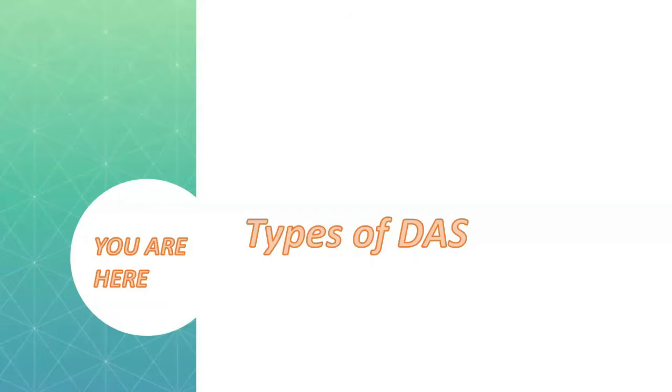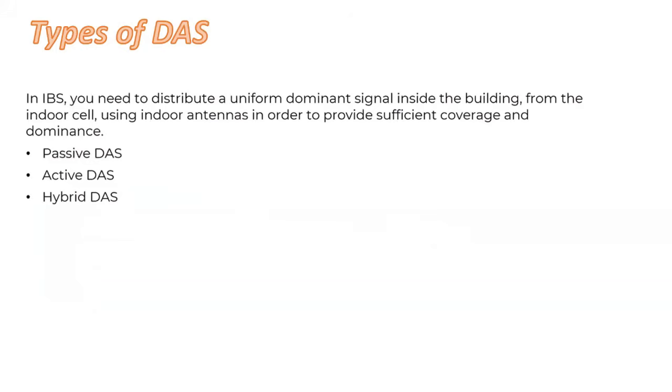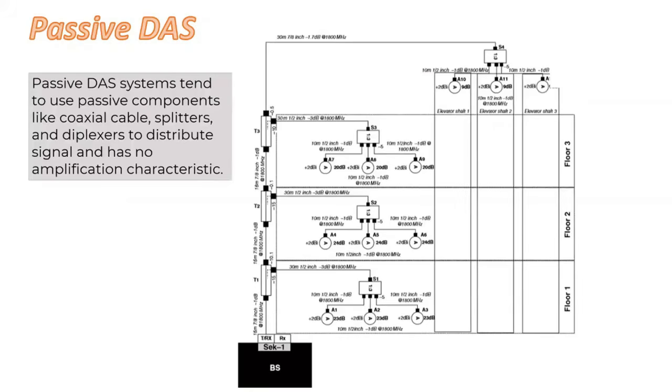And let's talk about the types of DAS. In IBS, you need to distribute a uniform dominant signal inside the building from the indoor cell using indoor antennas in order to provide sufficient coverage and dominance. So we have various options available like passive DAS, active DAS, and hybrid DAS. Let's talk about passive DAS. This is the typical solution of a passive DAS. When we call it passive DAS, it means we are using passive components. You do not require power to make it work.